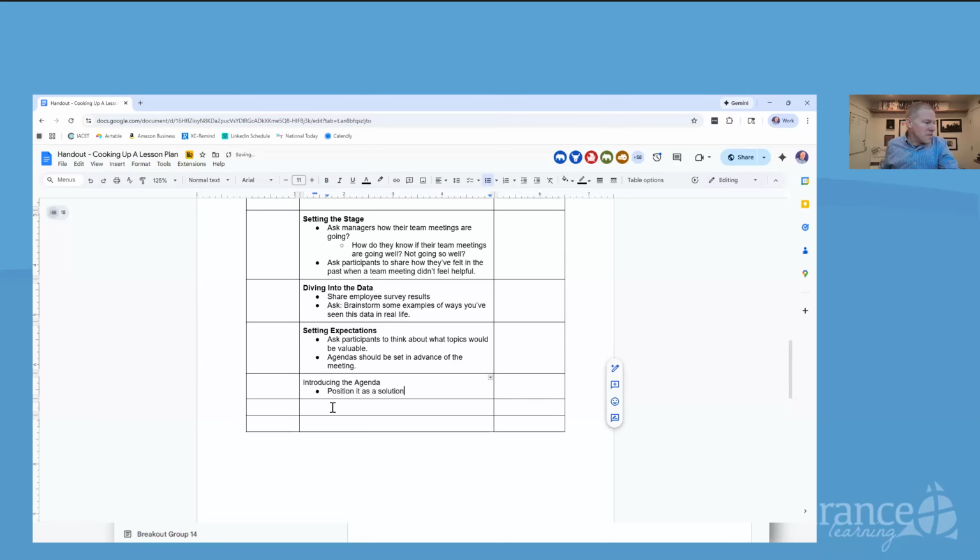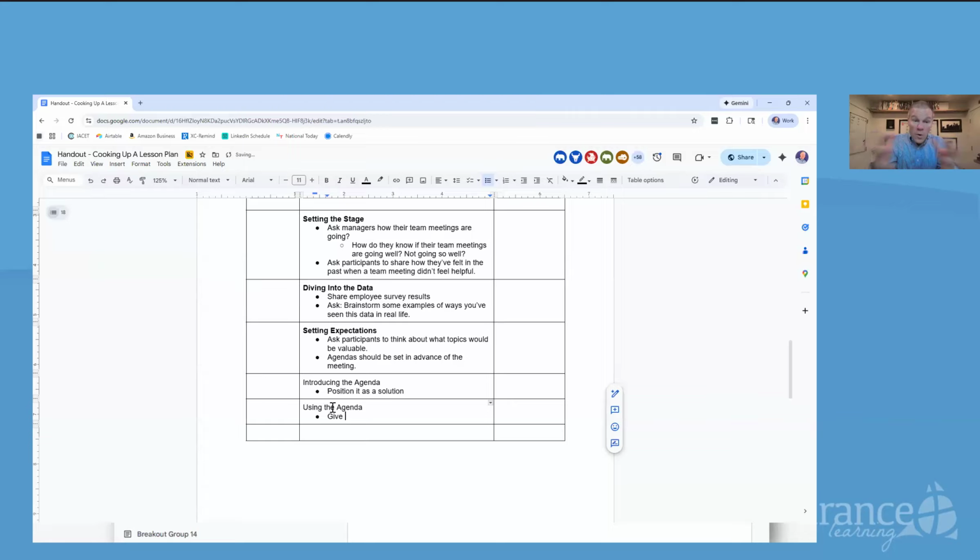I think those are two different things here. So, using the agenda, give the whole group a scenario and have them create an agenda for it. Is that what you're saying? Yes, and maybe in pairs or smaller groups, but yeah, have them work to fill in an agenda to actually see if they can use it.